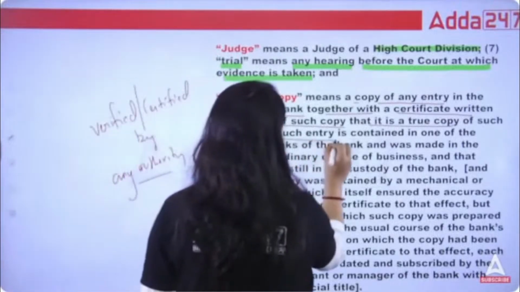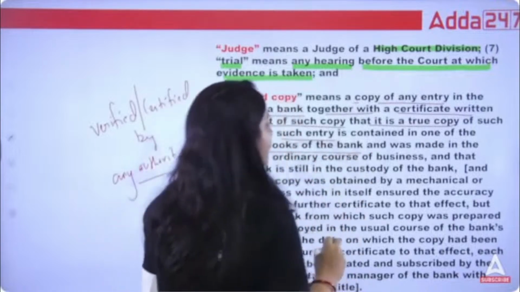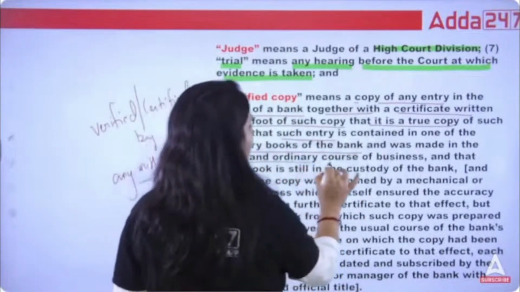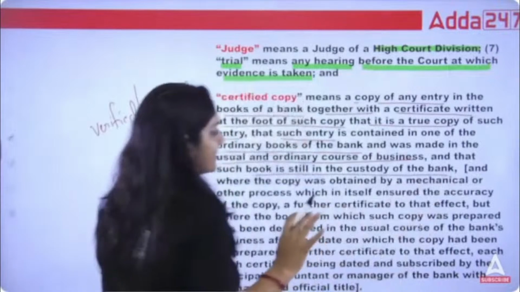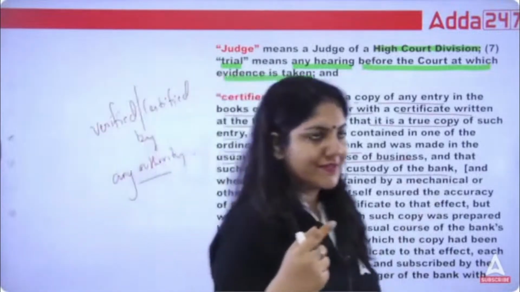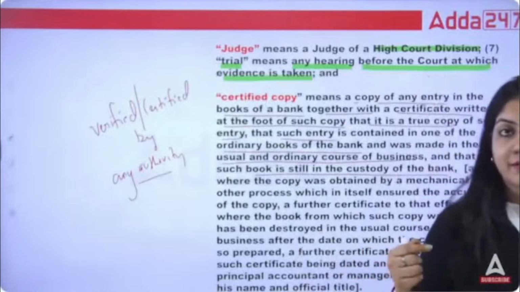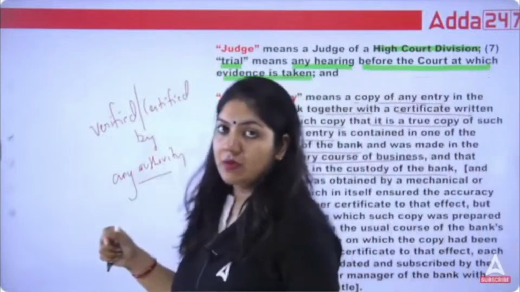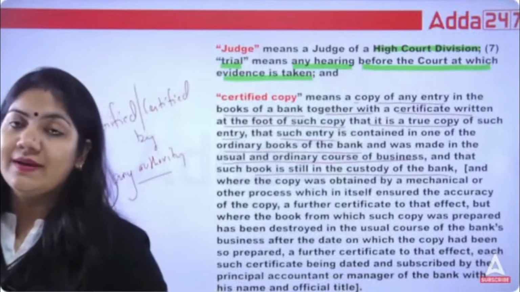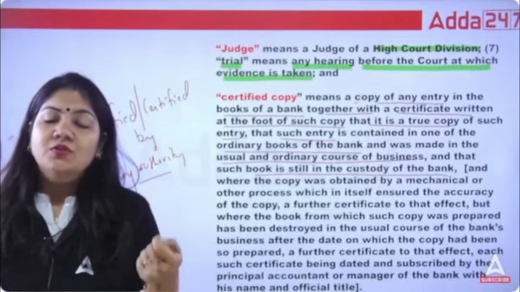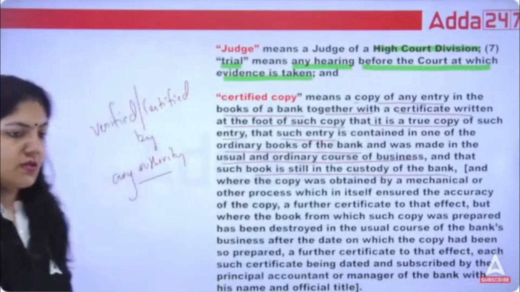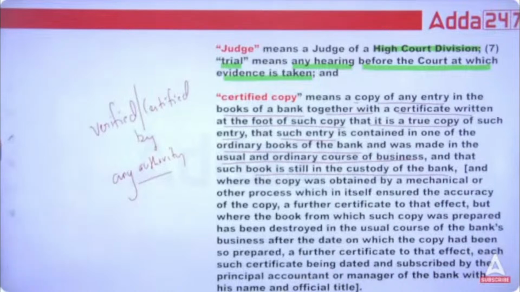Such entry contained in the ordinary book of the bank was made in the usual and ordinary course of the business, and such book is still in the custody of the bank. It means whatever the record that is maintained by the bank, that copy of that record should be certified by the particular authority. So this is the definition of certified copy. That is important.